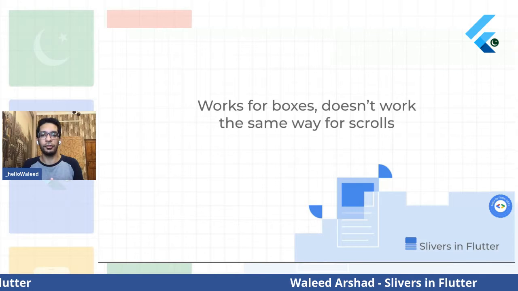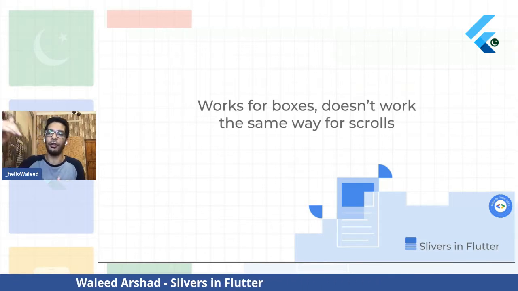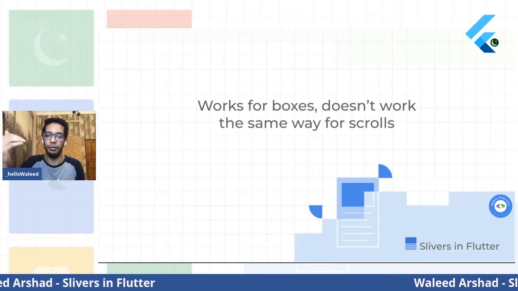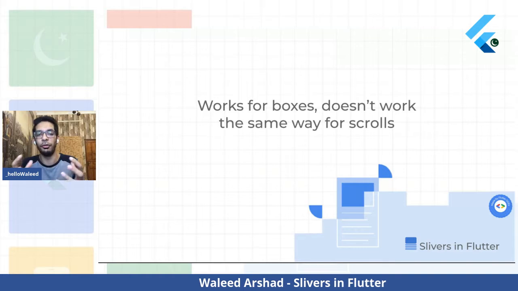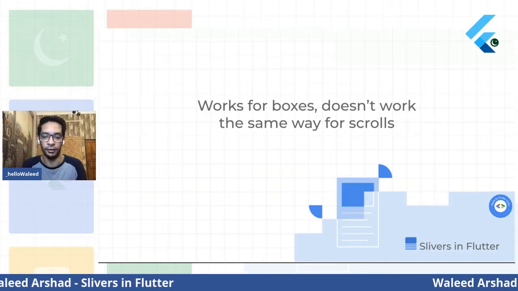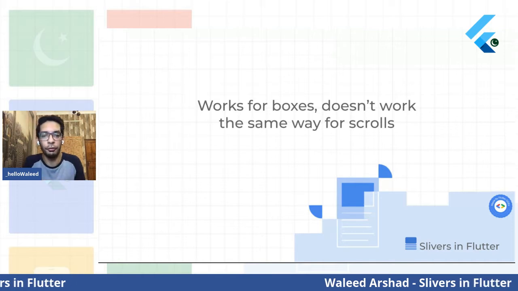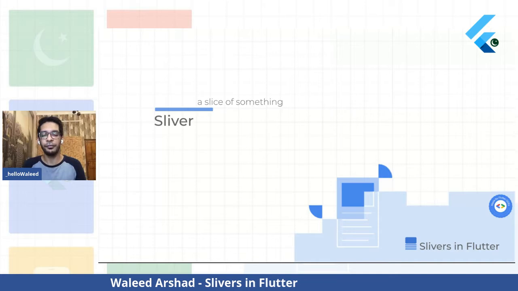Why? Because scrolls are movable objects, right? You scroll up, then the UI moves out of the viewport, and some new UI comes into view. So you cannot bound those things using min and max height and min and max constraints. So what does Flutter do for that? For that, Flutter introduces slivers.